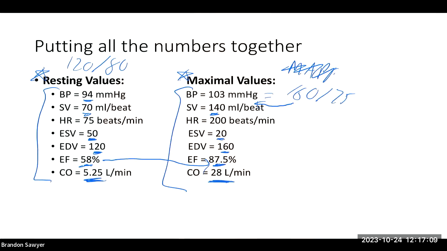EDV and ESV are what we need to calculate stroke volume, but not blood pressure. So, yeah. Good. Other questions?